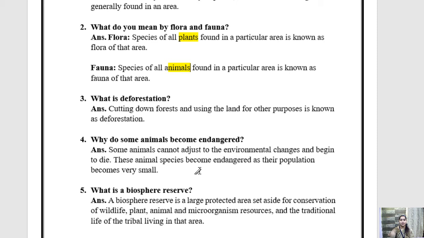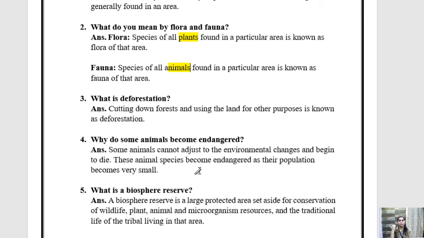For example, if we talk about the elephant or the tiger, people kill or hunt the tiger and elephant, and they take out the skin of the animals, they take out the teeth of the animal, and they trade, alright, to get money. So these things are sold in the market at a very heavy price. So that is another reason why animals are becoming endangered.